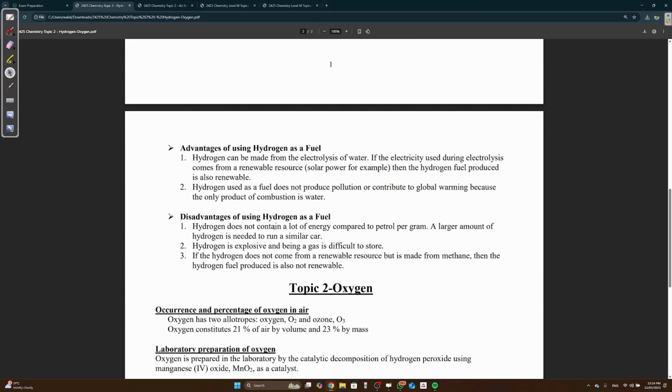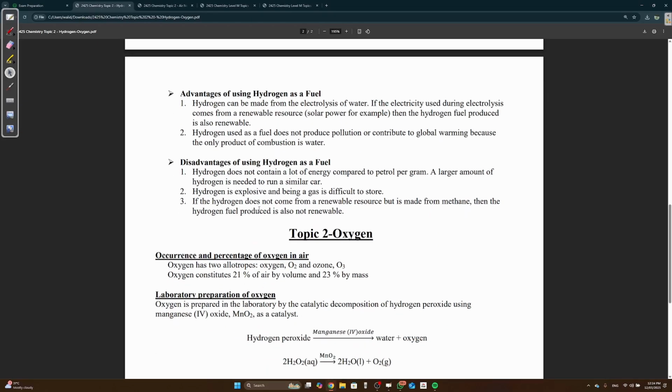What are the disadvantages? Hydrogen does not contain a lot of energy compared to petrol, obviously, right? So a larger amount of hydrogen is needed to run a similar car. The second is that hydrogen is explosive, and being a gas, it's very difficult to store. It's pretty self-explanatory. And the third, if the hydrogen does not come from a renewable resource, but is made from methane, then the hydrogen fuel cell is not renewable.